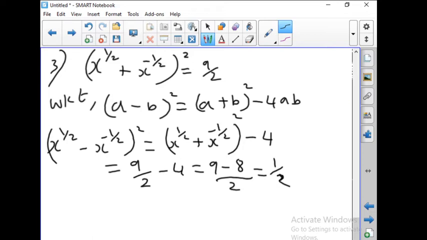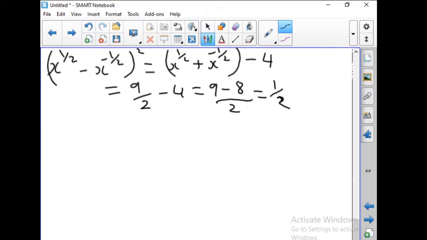Now here it is asked to find x power 1 by 2 minus x power minus 1 by 2 only. The whole square is 1 by 2, therefore it is equal to 1 by root 2. Actually we should get plus or minus, but here what is given? x is greater than 1 is given, so we will get only positive values. Therefore, we take only 1 by root 2.